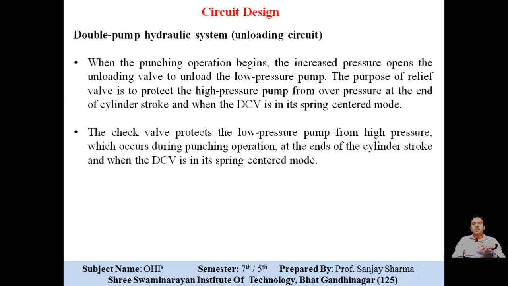So the check valve protects the low pressure pump from high pressure which occurs during the punching operation and at the end of the cylinder stroke, and when the DCV is in its spring centered mode. It means when the valves are not operating and power pack is working, so the high pressure should be transferred to the pressure relief valve so that it won't damage the system. So this is, friend, how the double pump hydraulic system, or we can say unloading circuit, is being designed.